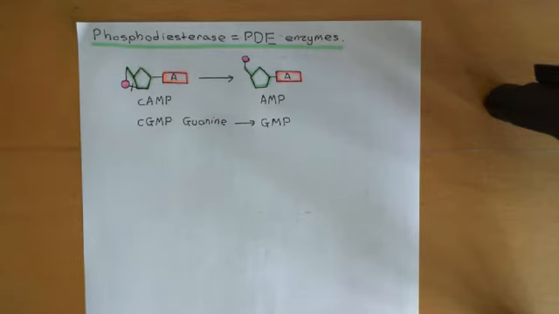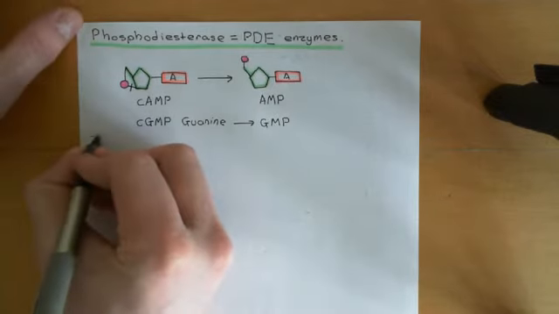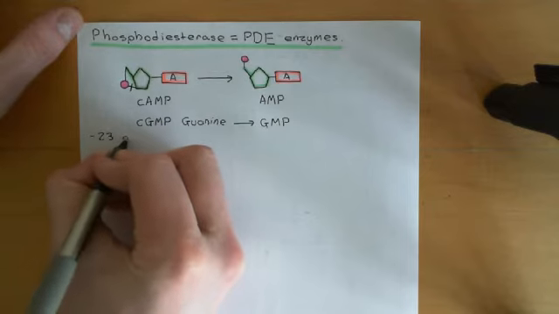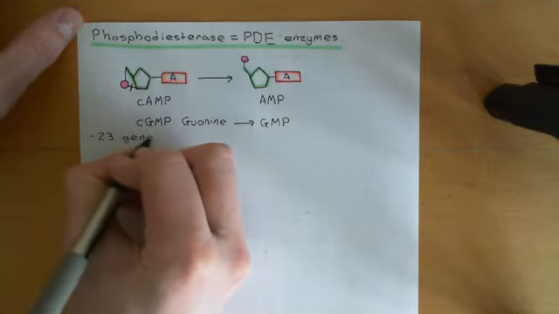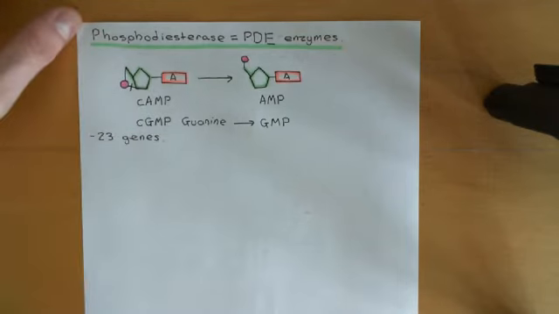Now, as I said earlier, there are absolutely loads of phosphodiesterase enzymes in humans. There are 23 known genes, and this continues to rise. So at present, as far as I'm aware, there are 23 genes for phosphodiesterase enzymes, and they are grouped into 11 great families. So I am now going to tell you the names of the 23 genes for phosphodiesterase enzymes and how they are grouped into the 11 families.